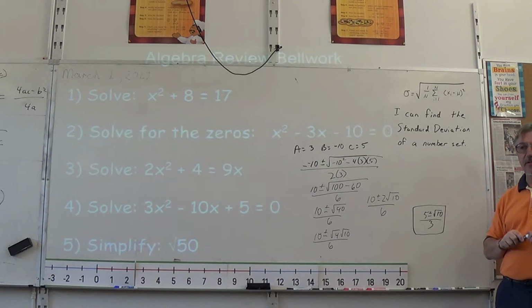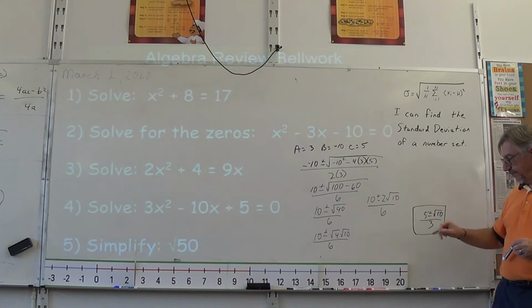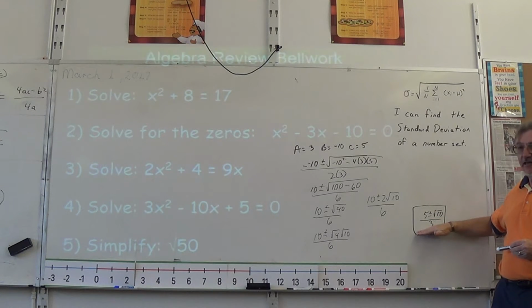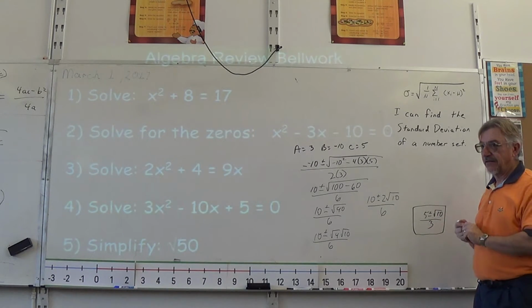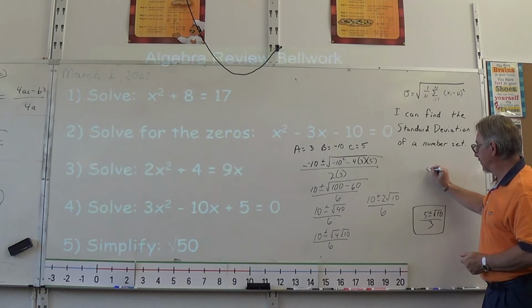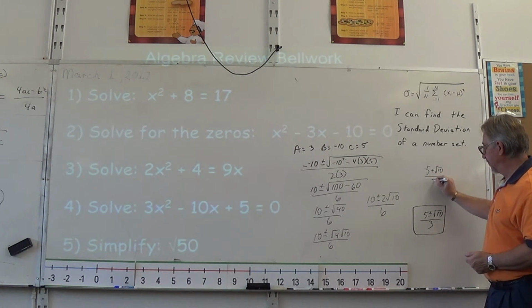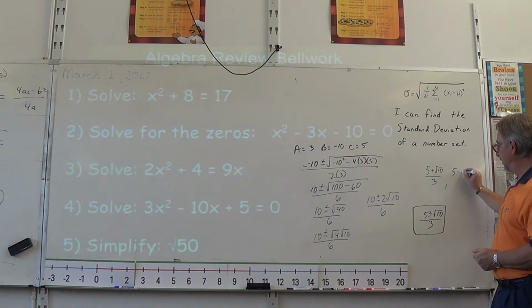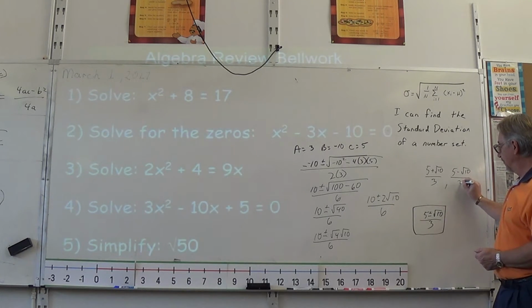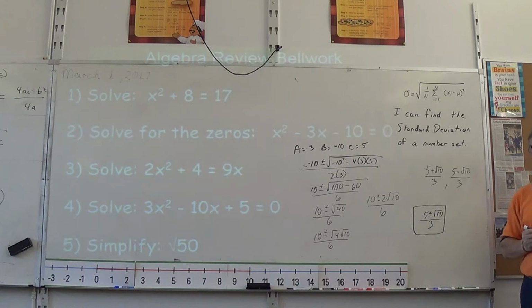Okay. You may see the answer given like that, or you may see 5 plus the square root of 10 over 3, comma, 5 minus the square root of 10 over 3. They're both the same thing.